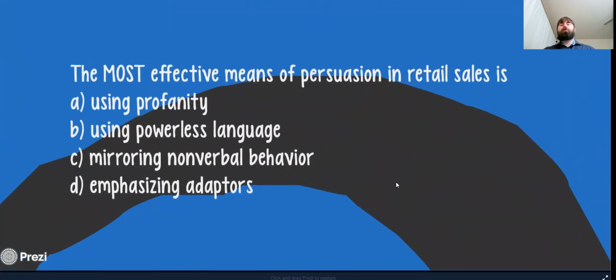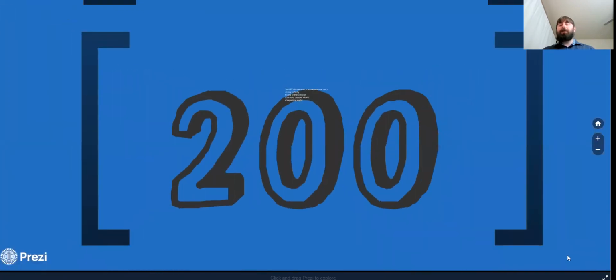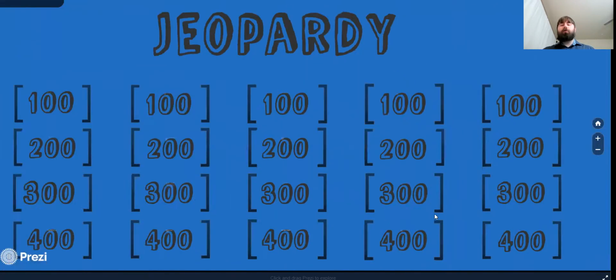The most effective means of persuasion in retail sales is what? Using profanity? Probably not. Using powerless language? No. Mirroring nonverbal behaviors or emphasizing adapters. Remember, adapters are negative signs that reveal negative emotions. So it's mirroring. You want to mirror, you want to copy other people's behavior because that helps you sync up with them and build a strong and powerful connection.